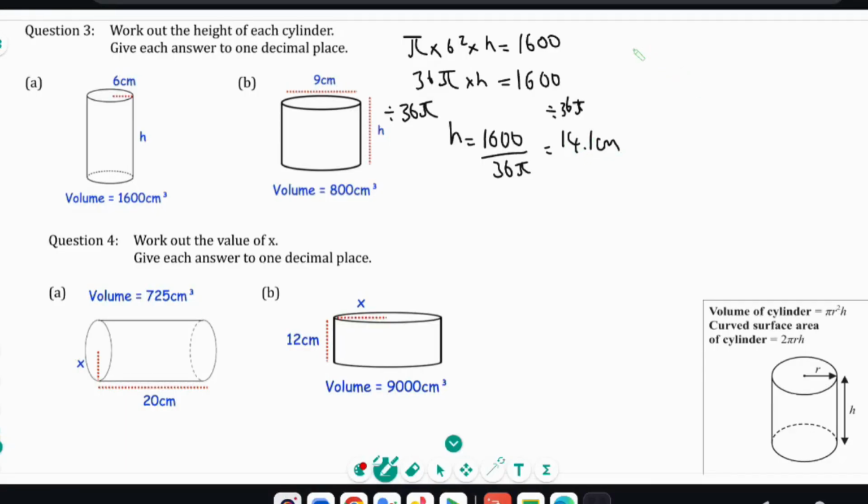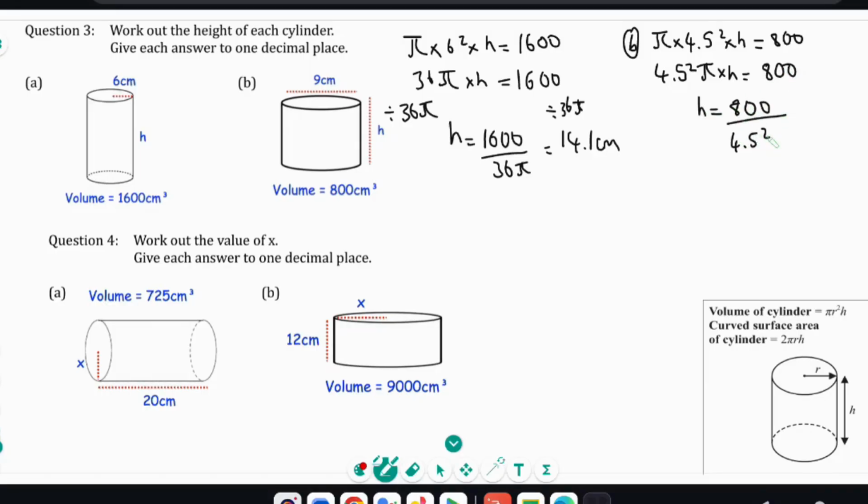14.1. Part B. Pi times half of 9 is 4.5. So 4.5 squared times h is equal to 800. I'm going to just write this as 4.5 squared h. I'm going to divide both sides by 4.5 squared h. Nope, 4.5 squared pi. 12.6.